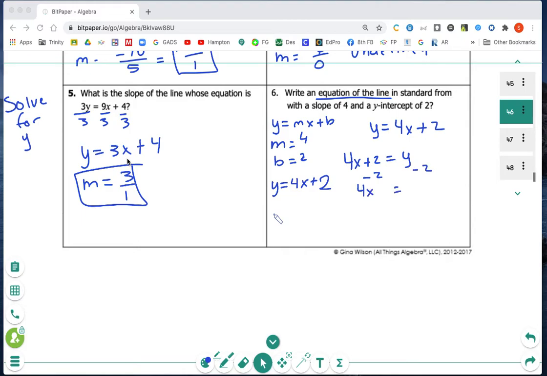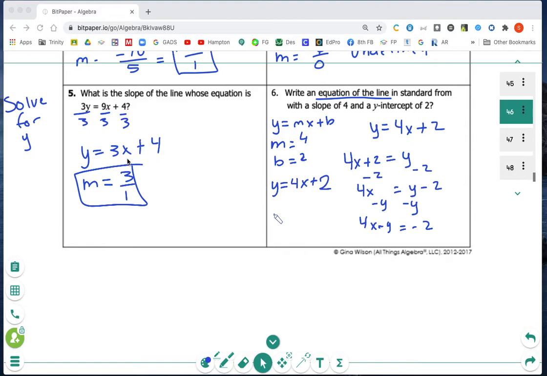4x is equal to y minus 2. Now I need to zero pair out the y. So I'm going to have 4x minus y equals -2. Okay, is the x term positive? Yes. Is it first? Yes. Is it an integer? Yes.